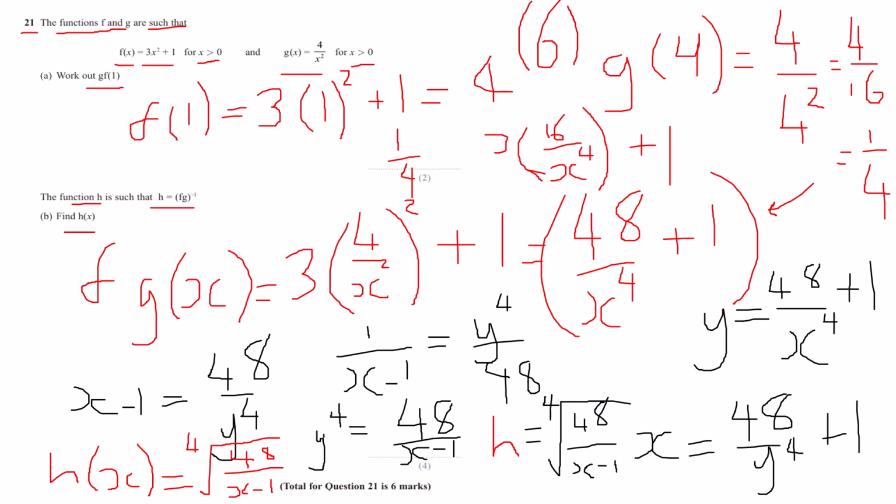Well done if you got those 4 marks here. Obviously check the marks to make sure that you're happy with where each mark comes from on part B. I'm guessing the first mark could come from working out what fg of x is. The second mark would come from swapping x and y around in the new formula, and then the third and fourth marks would be given for rearranging and getting the correct answer.